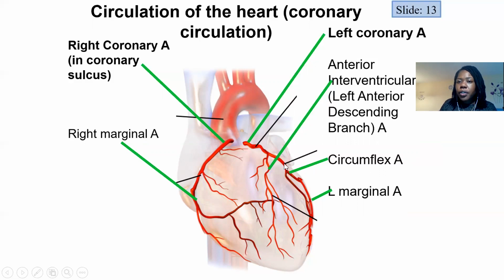The left coronary also branches into the left circumflex artery, which circumnavigates, or circumflexes, around the left border of the heart. And then finally, it gives off the left marginal artery, which runs alongside the left margin of the heart.